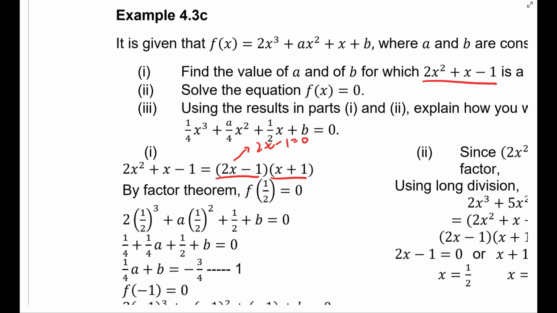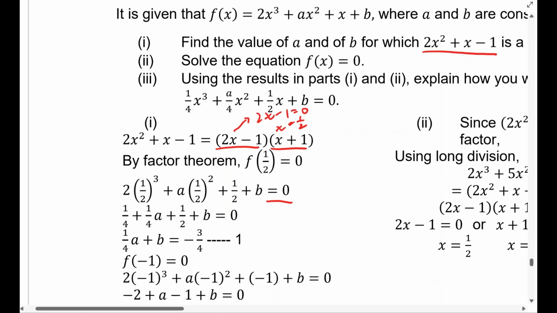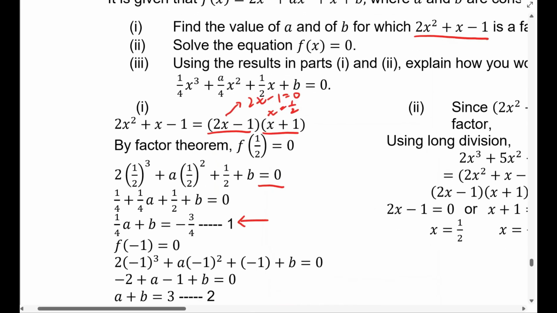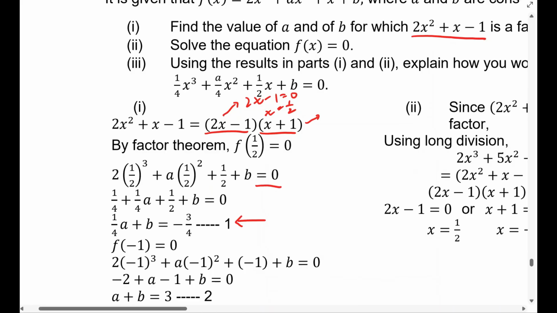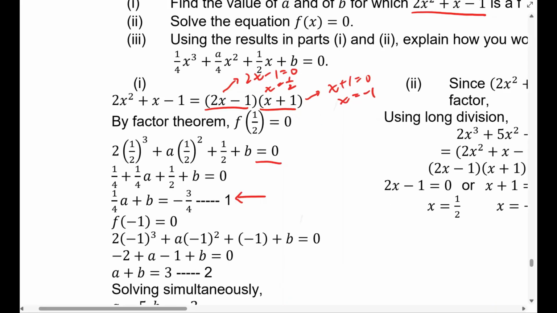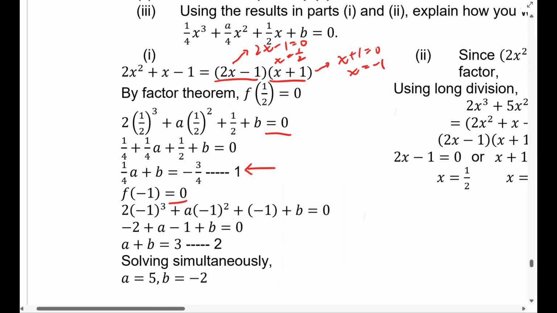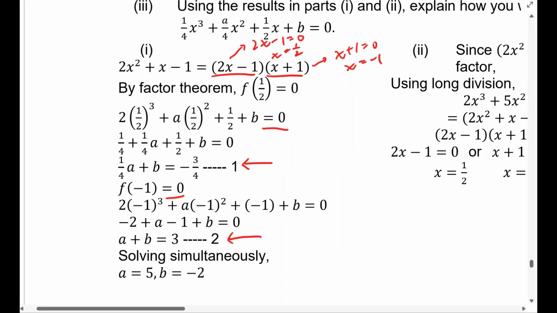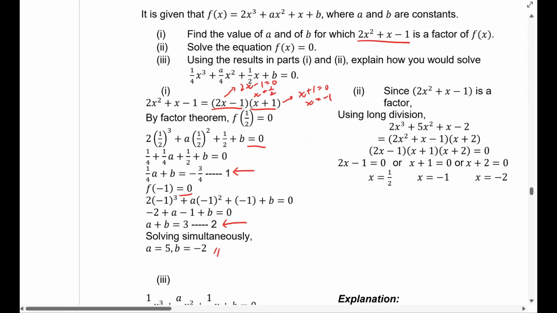If this equals 0, then x equals half. And then we sub x equals half into our polynomial and equate it to 0. That's how we get our first equation. Then for our second equation, we'll use our second factor. So x plus 1 equals 0, x equals minus 1. Sub minus 1 into your equation, let it equate to 0. That's how you get your second equation. Then you solve simultaneously, and you get a equals 5, b equals minus 2.